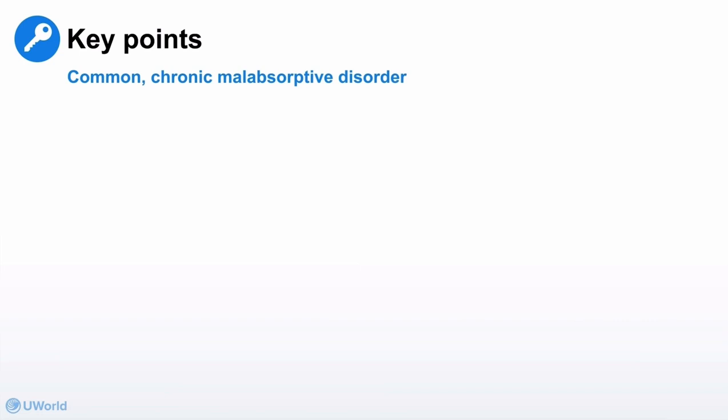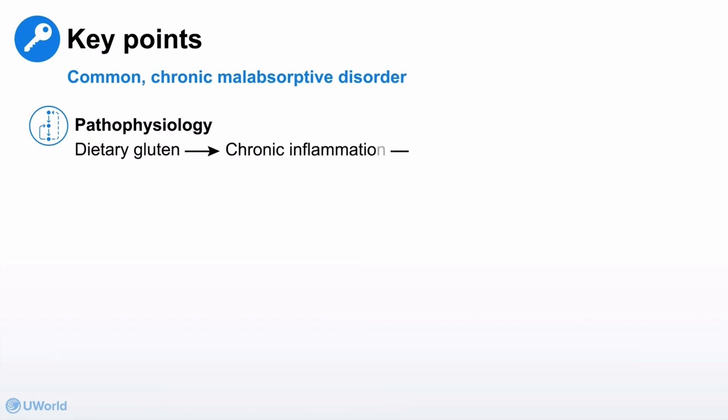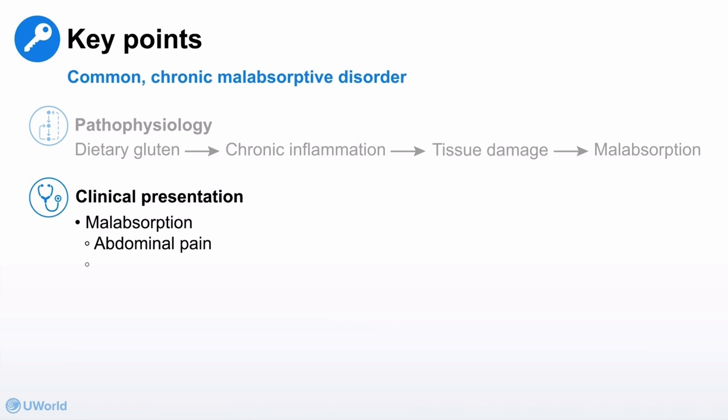To sum up, here are the key points to remember. Celiac disease is a common chronic malabsorptive disorder. It results from consumption of dietary gluten, which in genetically susceptible individuals leads to inflammation that damages the small intestinal epithelium. This causes the villi in the small intestine to flatten and leads to symptoms of malabsorption, including abdominal pain, diarrhea, steatorrhea, and weight loss.